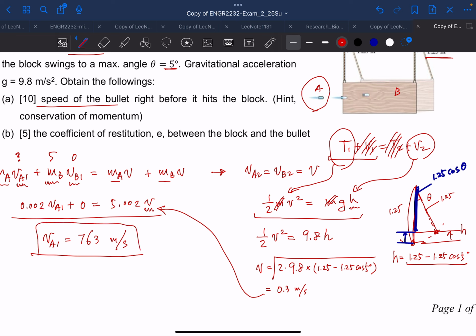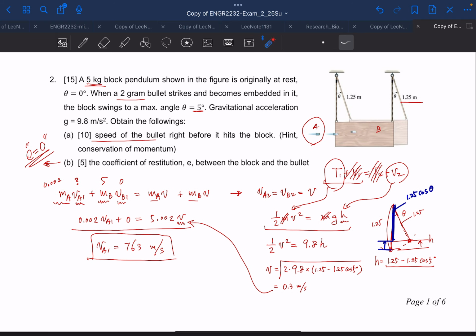Does that make sense? So initially we have something very fast moving like that, and it's super light, only like 2 grams. And once it gets embedded to this heavy stuff, that is swinging up slightly. All right? And when it gets embedded, this guy was fast, but it's super light, so the combined velocity is going to be pretty small, like only 0.3 meter per second in this situation. Okay? Any questions up to here? Okay, it's not. Let's move on.